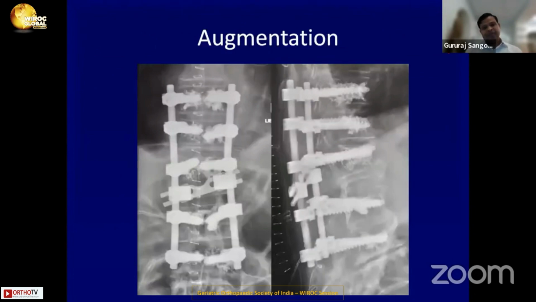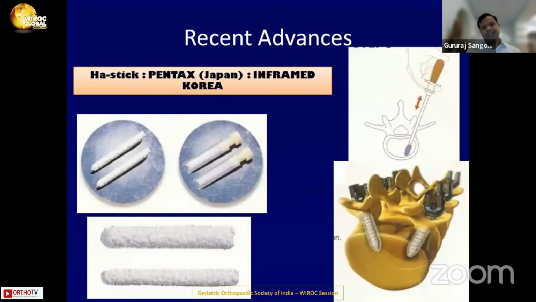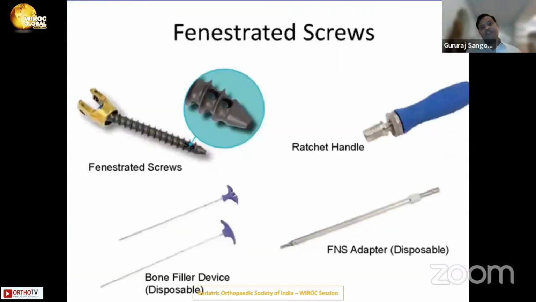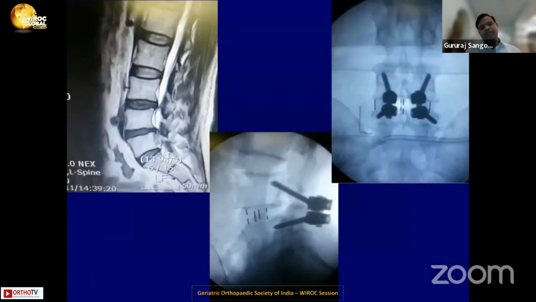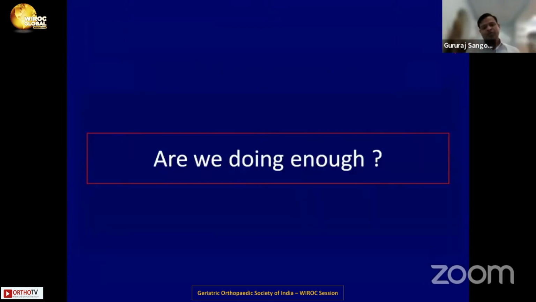So this is an example. And you have another recent advance, like expandable screws, and these can be introduced into the vertebral body. And then you have hydroxyapatite. You have fenestrated screws for doing cement-augmented pedicle screws. So this is a new technique which is called cortical screws. The angle of this is totally different from pedicle screws. In pedicle screws, you go from medial to lateral. Here you go from medial to lateral and inferior to superior.